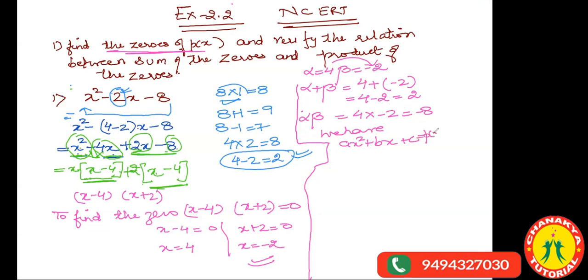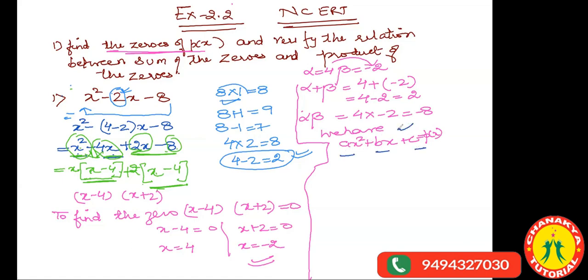This is your polynomial. Now who will tell? A is equal to 1 and B is equal to minus 2 and C is equal to minus 8. Yes, good. Meher, see here how we will write the values of A, B and C.